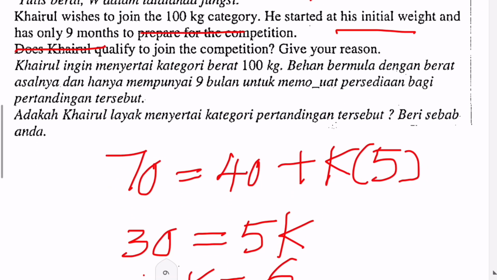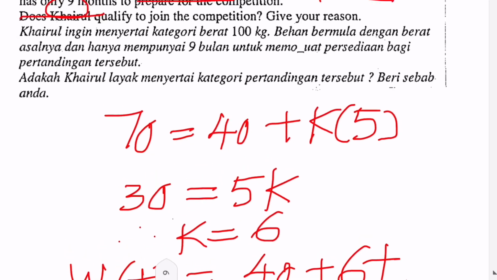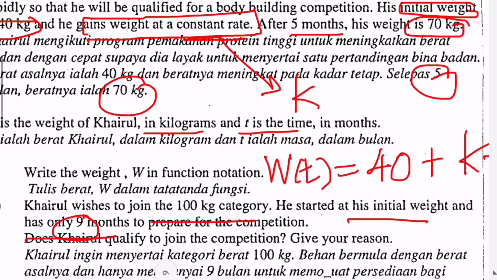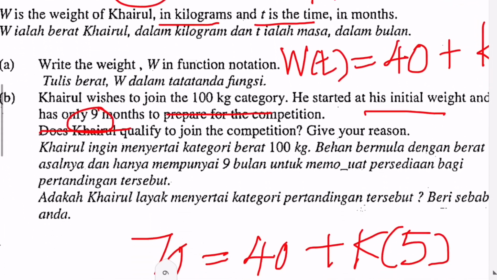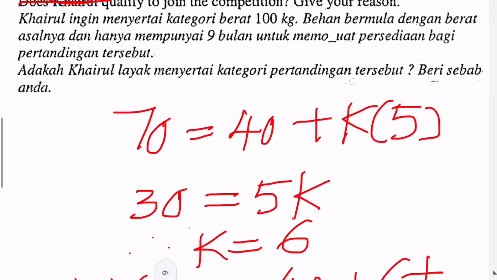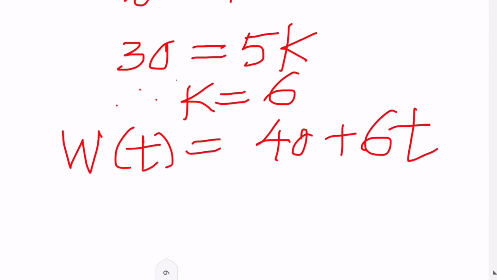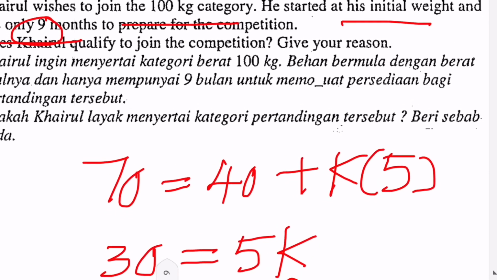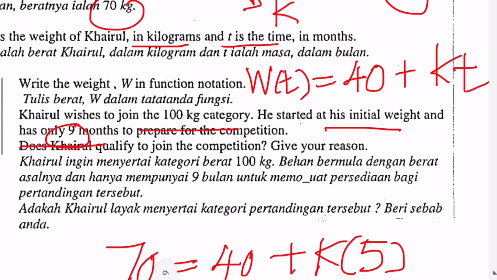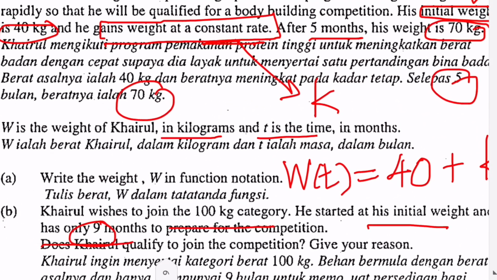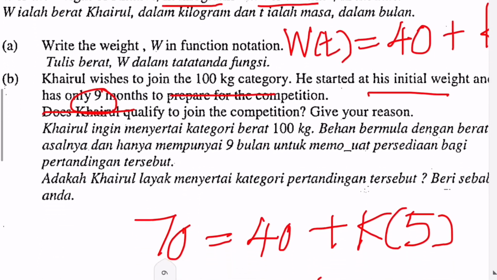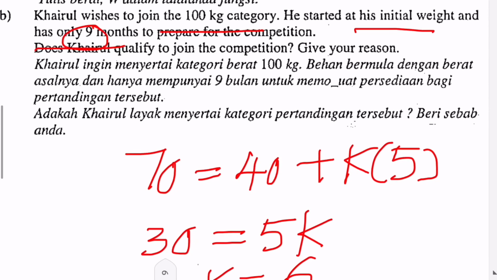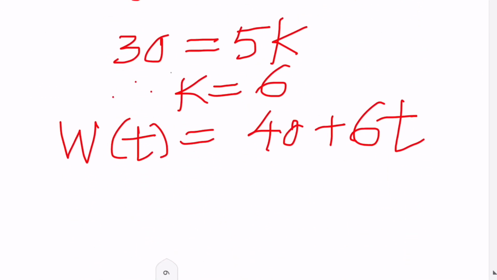Now we're going to solve the next question, whereby we want to know whether he qualified for the competition or not. He starts at the initial weight and has only 9 months to prepare for the competition. So we need to work out the working, and then give the reason whether Carol qualified to join the competition or not. Let's see how to do this HOTS question. It is a so-called HOTS question because you have to give the explanation after you show the steps. Let's do it now.